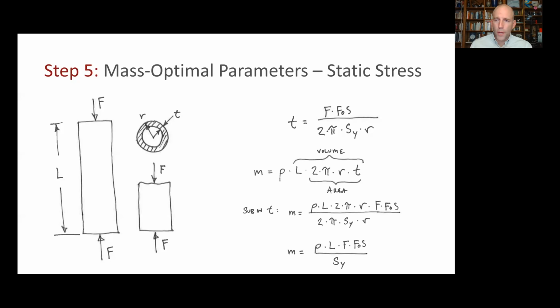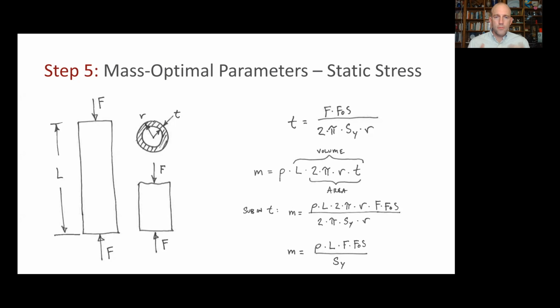All right, so the equation for the mass is just going to be the density times the volume of our part. The volume would be the length times the cross-sectional area. And we're again using that thin-walled tube cross-section approximation. And if we substitute in T, we get this, and then we reduce. Notice that we've got an R on the top and the bottom, and it falls out. And what we're left with is that the mass equals the density times the length times the force times the factor of safety divided by the yield strength.